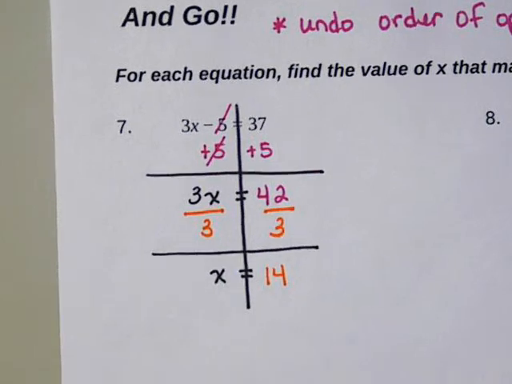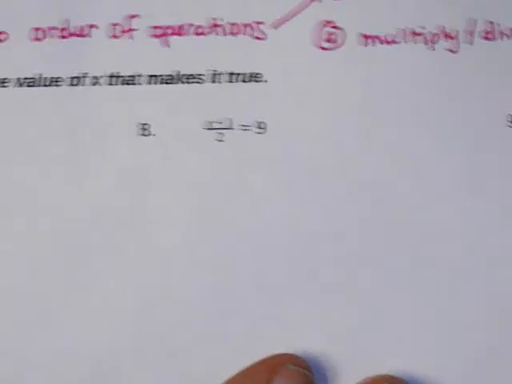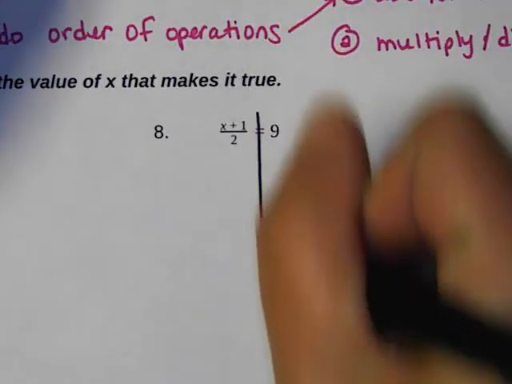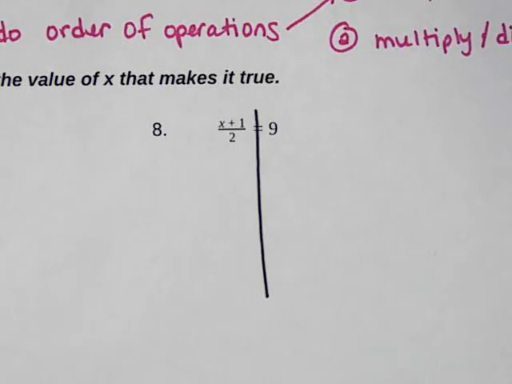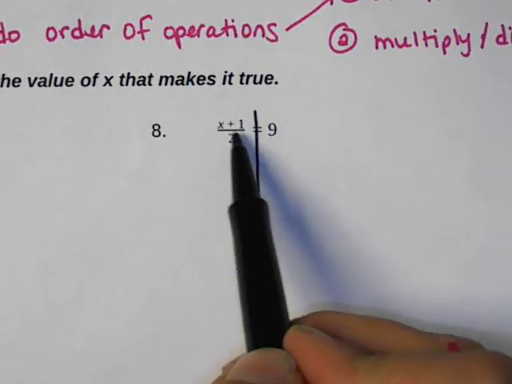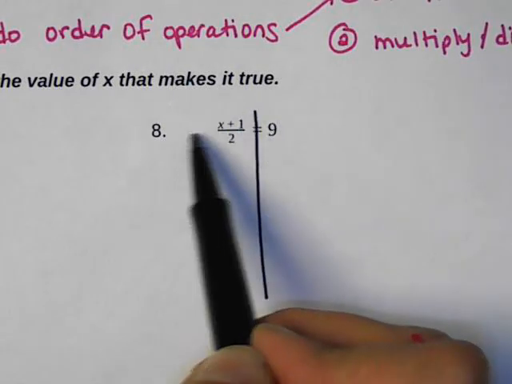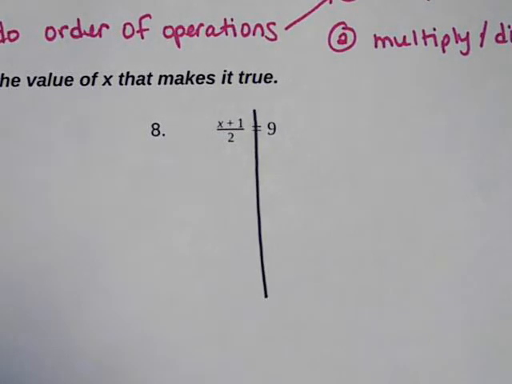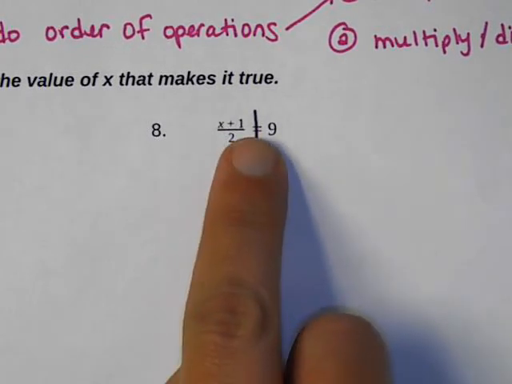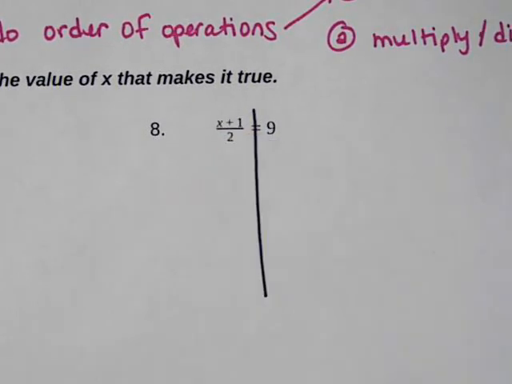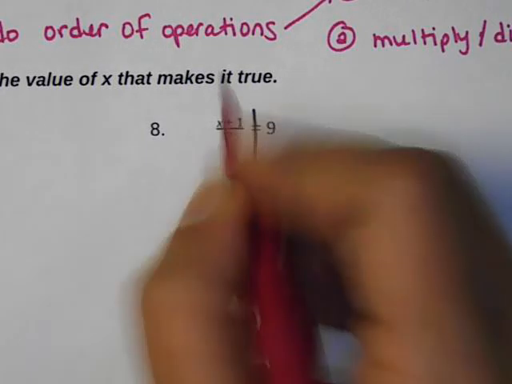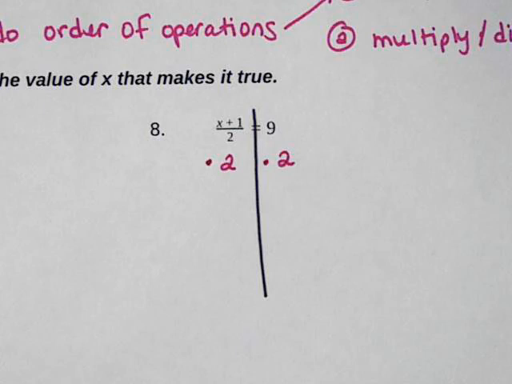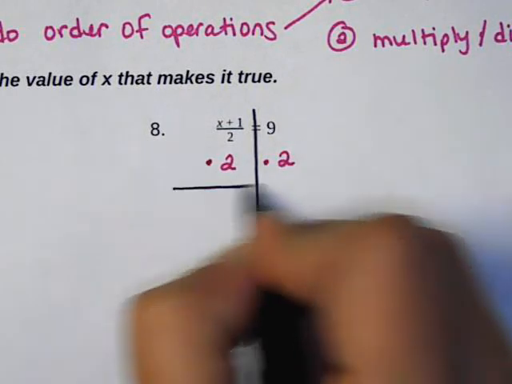Another example, which is a little bit of a twist on what we usually do, would be a problem like number 8. Just like before, I'm going to start by drawing a vertical line through my equal sign. But what you'll notice here is that this x plus 1 is all being divided by 2. So even though I normally start by adding or subtracting, I can't add or subtract the 1 until it's not part of a fraction anymore, which means my first step here is going to be to multiply by 2 on both sides, because that's the opposite of division.